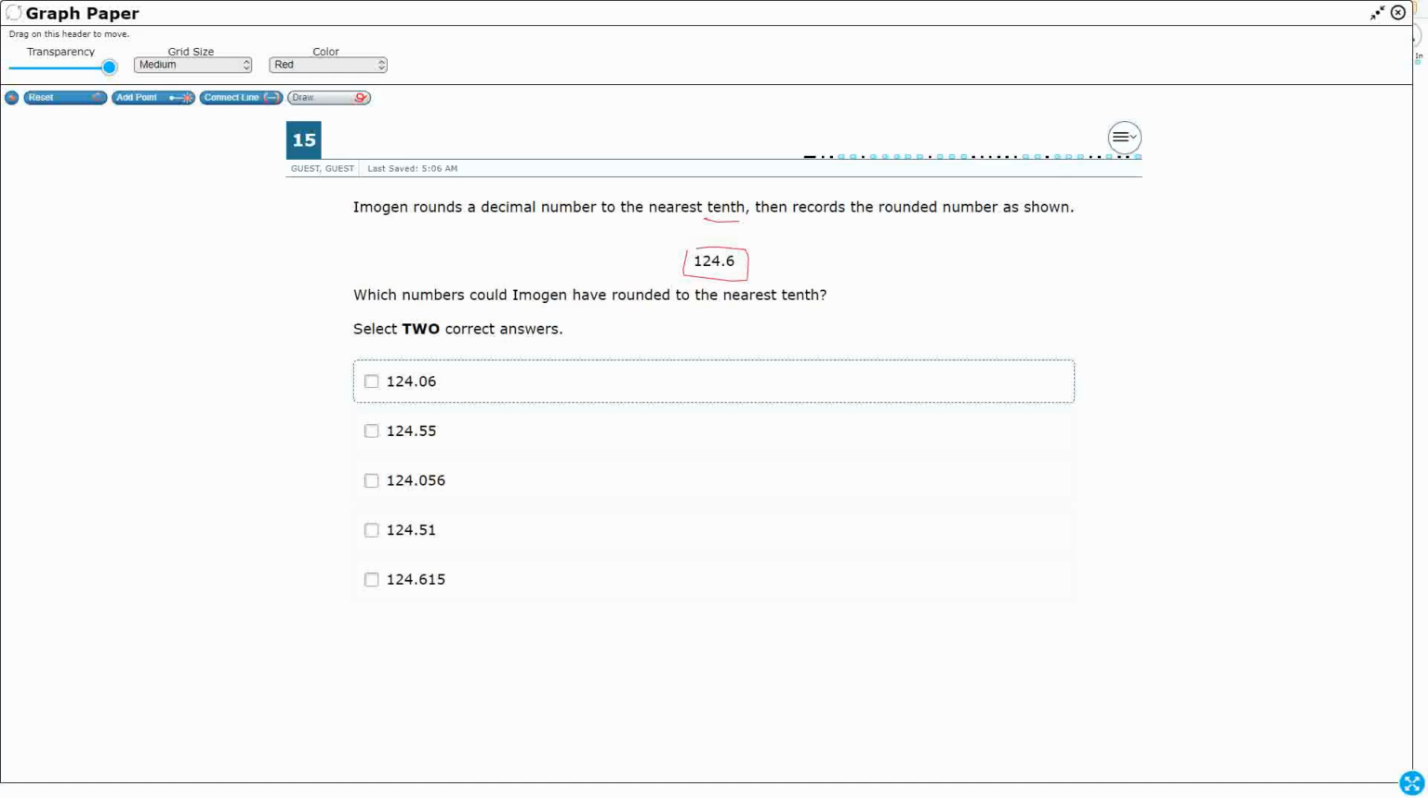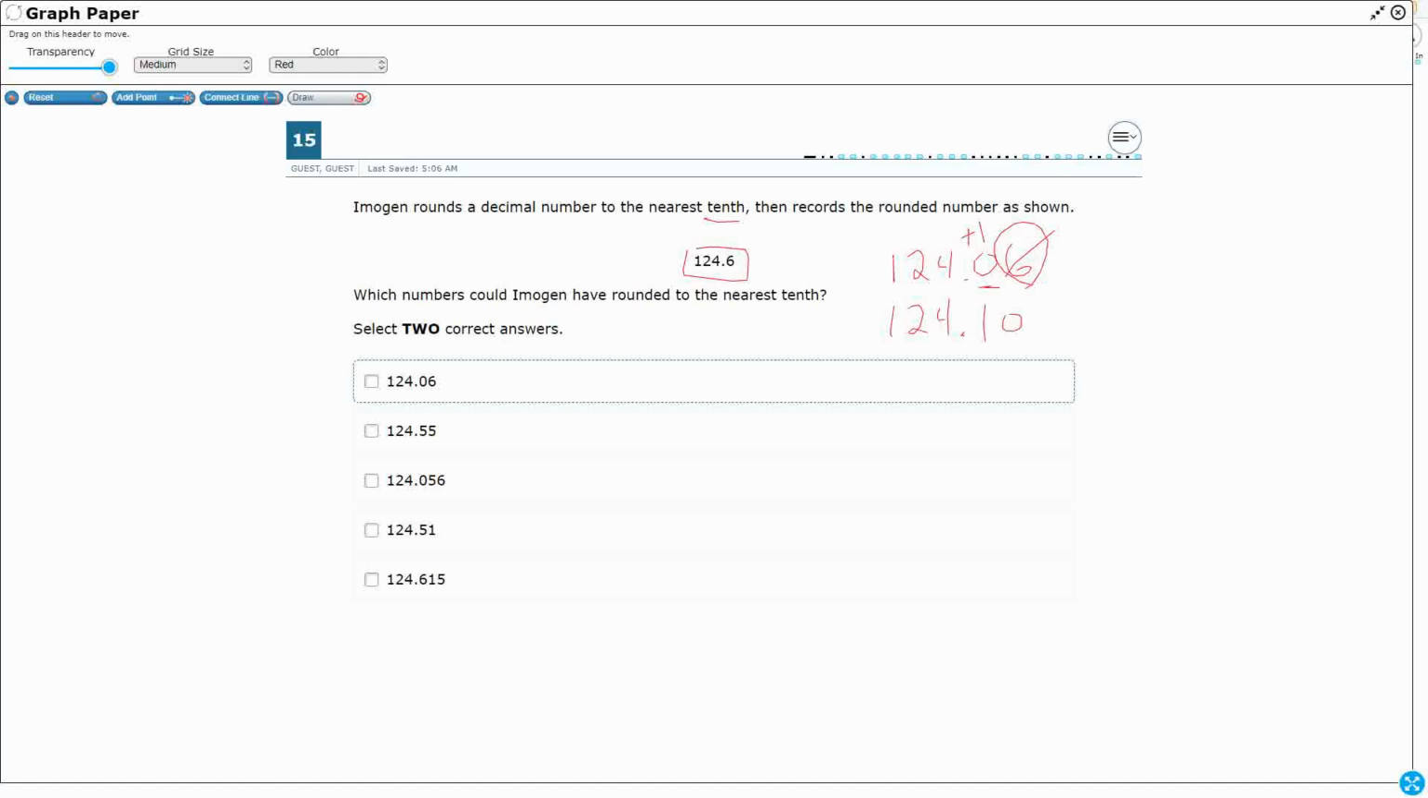Okay, so I'm just going to take each of these in turn. So I've got 124.06, right? So the tenths place is going to be the one right after the decimal. So that means I'm looking next door. If it's five or up, that's going to change that zero up to one. That's going to change up. So that's going to be 124.1, and that six goes away.